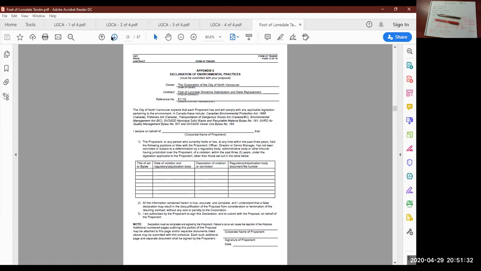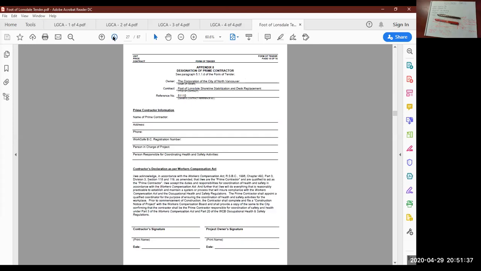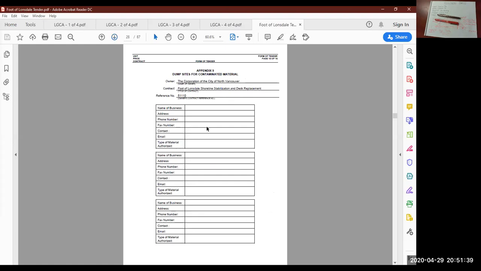This is not standard. They sometimes ask you where your dump site is, so your spoil site. Any excavation that you need to haul off site, they want to know where you're going to bring it, usually for the sole purpose of ensuring that that dump site is permitted. So they purchased a permit and have been authorized by the city to take spoil material on that land.